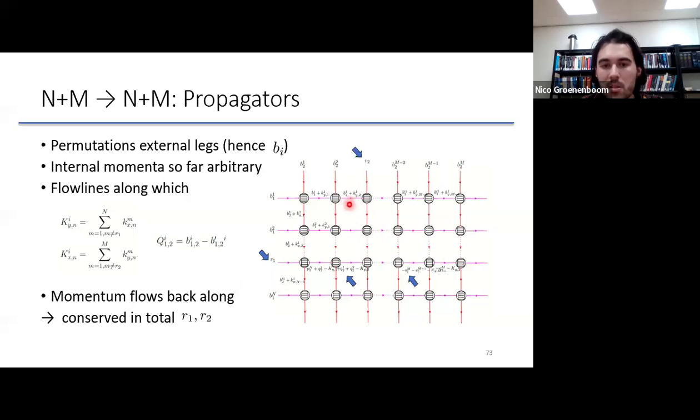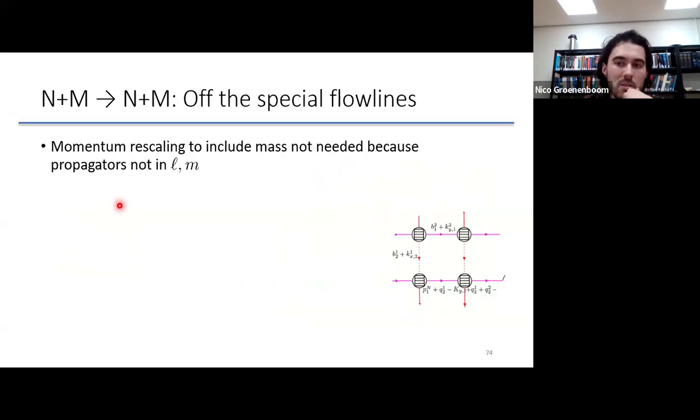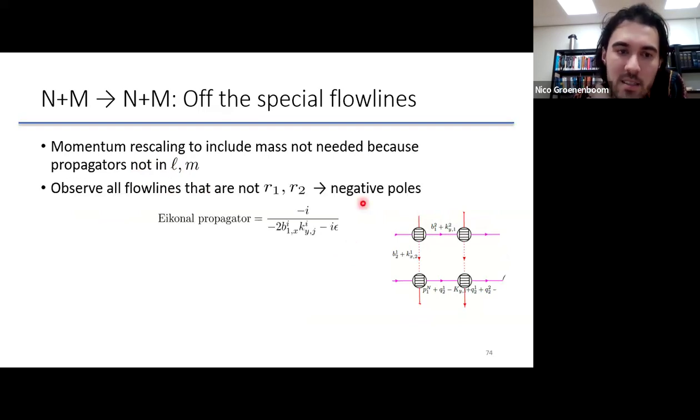So let's first look at the contribution when we are not on the R1 and R2 flow lines, so of the special ones. Then we don't need to rescale the momentum and to have the mass fixed at this point, because the propagators are all in an angular basis now instead of in an LM basis. Then we can see that the flow lines that are not R1 and R2, they all have B plus K. So the Eikonal propagator, when we write it out, is of this form, with a minus sign due to the metric. So these will have some pole in the lower half complex plane.